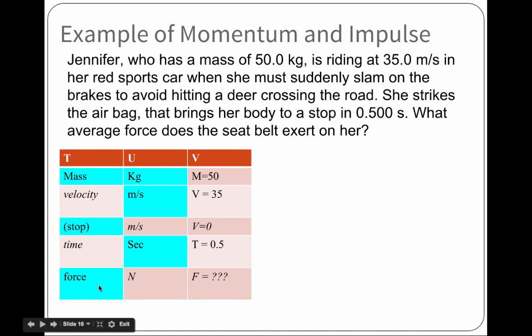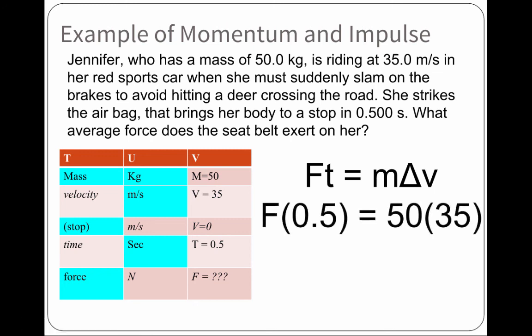Well, filling in the rest of everything we know, meters per second is your velocity. M is 50, V naught is 35, V is 0, time is 0.5, and the force is what we don't know. So the equation we need is Ft is equal to M delta V. The time is 0.5, mass is 50, and the change in velocity is 35, to give a force of 3,500 newtons on her body. That's quite a bit.